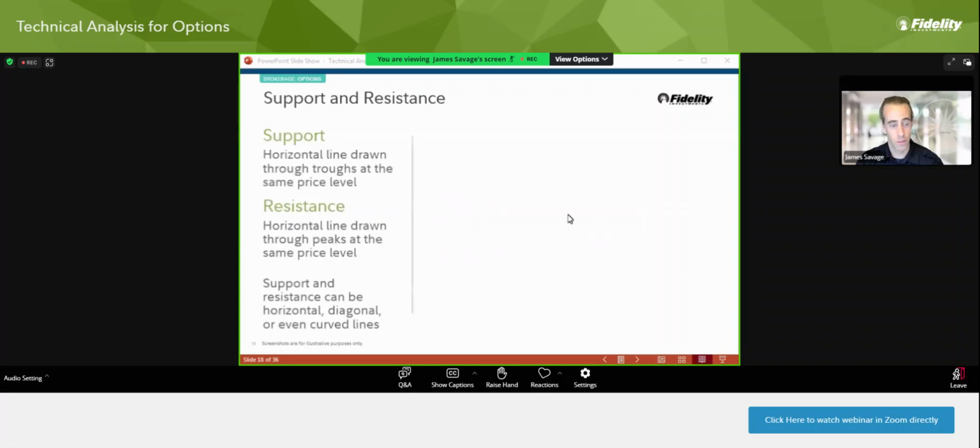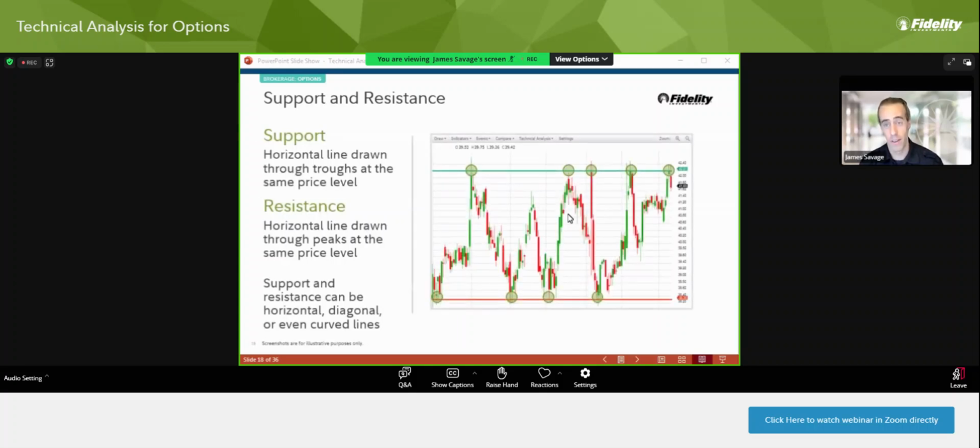Now, sideways trends, also known as areas of support and resistance, are key for quite a few strategies. And we'll talk about that when we jump, of course, to the demo. But what is support and resistance? On the slide here, it says it's supposed to be a horizontal line drawn. That's actually not the case. There is horizontal support and resistance, and there's diagonal support and resistance.